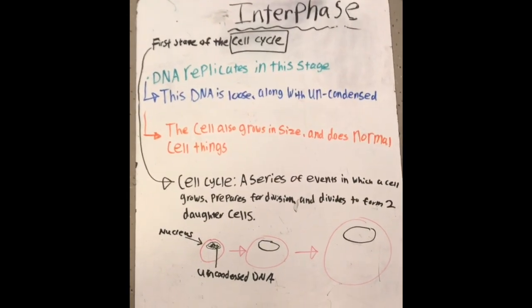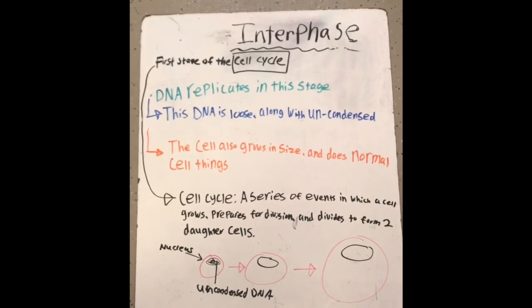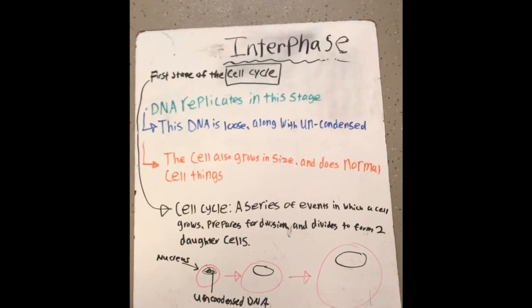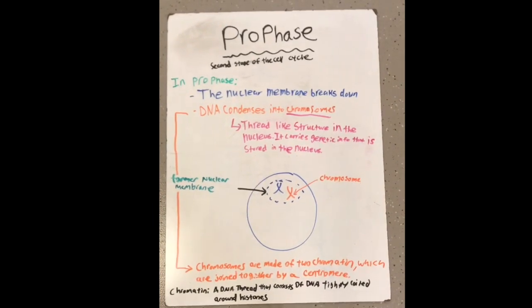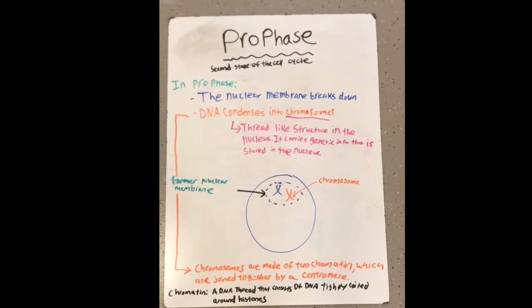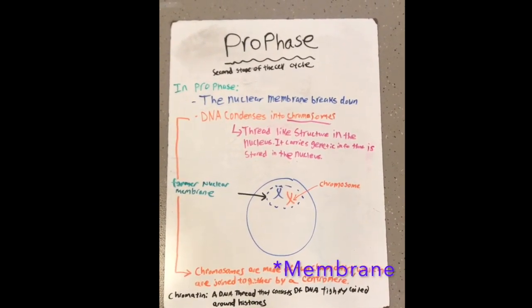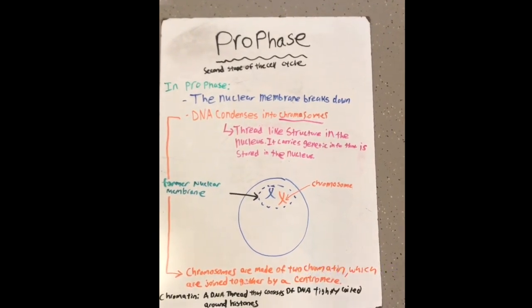Here's a picture of the cell with a nucleus and uncondensed DNA, and you can see the cell grow in size throughout interphase. The second step of the cell cycle is prophase. In prophase, the nuclear membrane breaks down and DNA condenses into chromosomes.